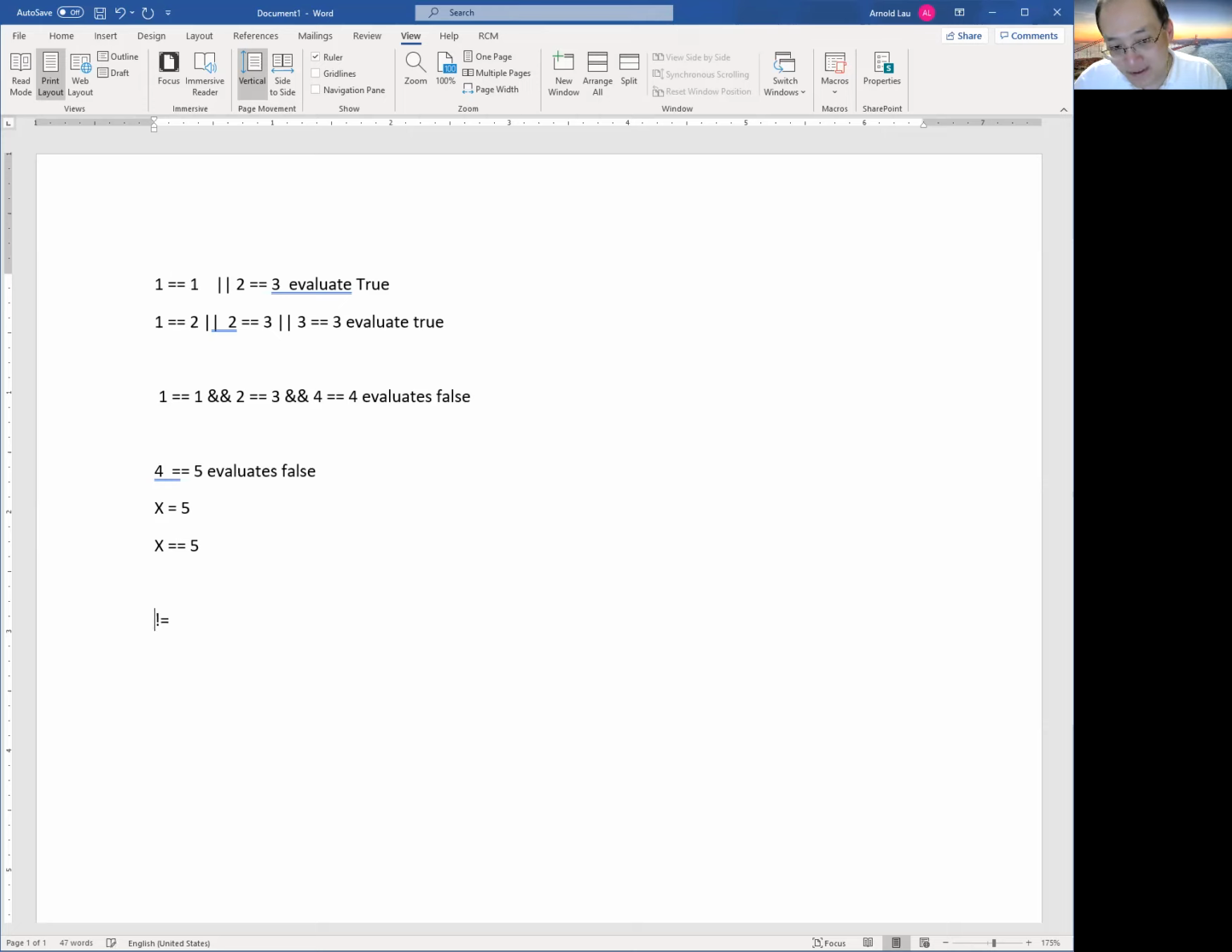For the not equals, all that means is 5 not equal to 6 evaluates to true, because not equals means the left side is not equal to the right side. In this case, that means true. Likewise, if they're equal to each other, that means this is false. Okay, so quick little refresher there.